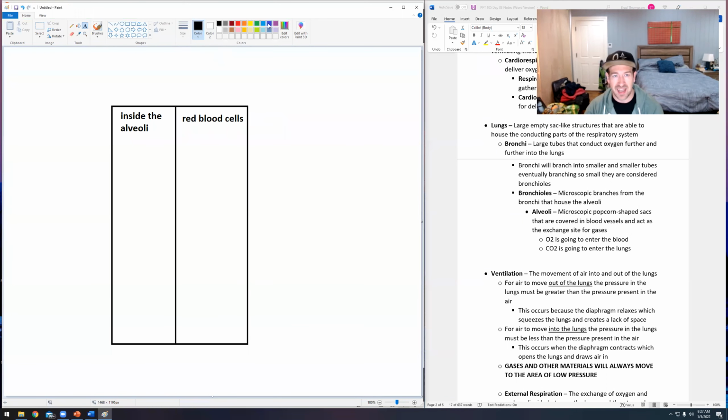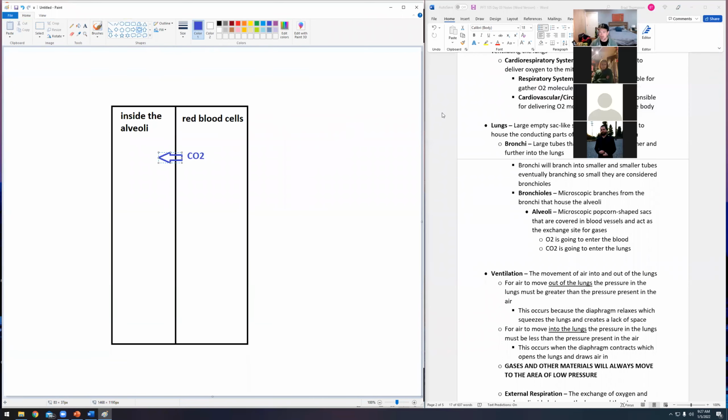Well, what's going to happen is CO2, which is the byproduct, is going to leave the red blood cells and travel this way into the alveoli. So it's going to go from your blood into the lungs. Meanwhile, oxygen is going to leave the lungs and enter into the red blood cells. And that's the exchange that's happening. That is what we call an external gas exchange. We're going to be talking about that all day today.